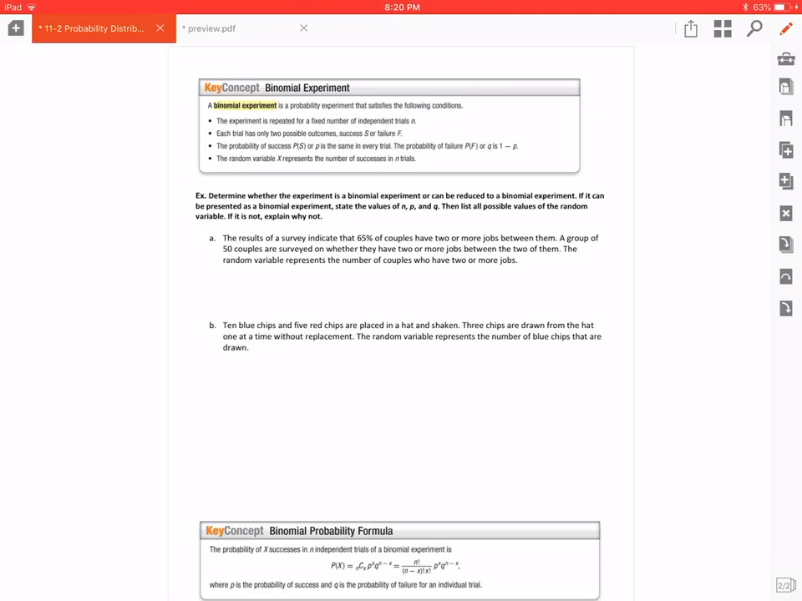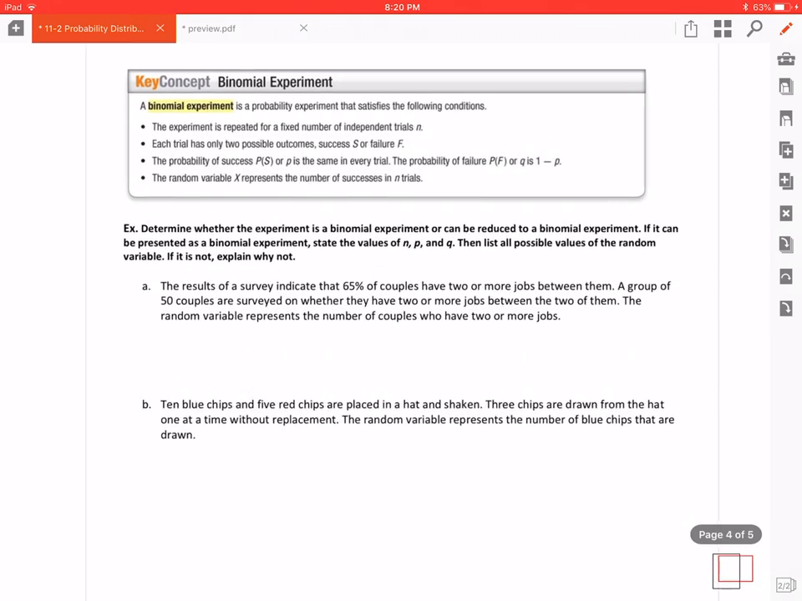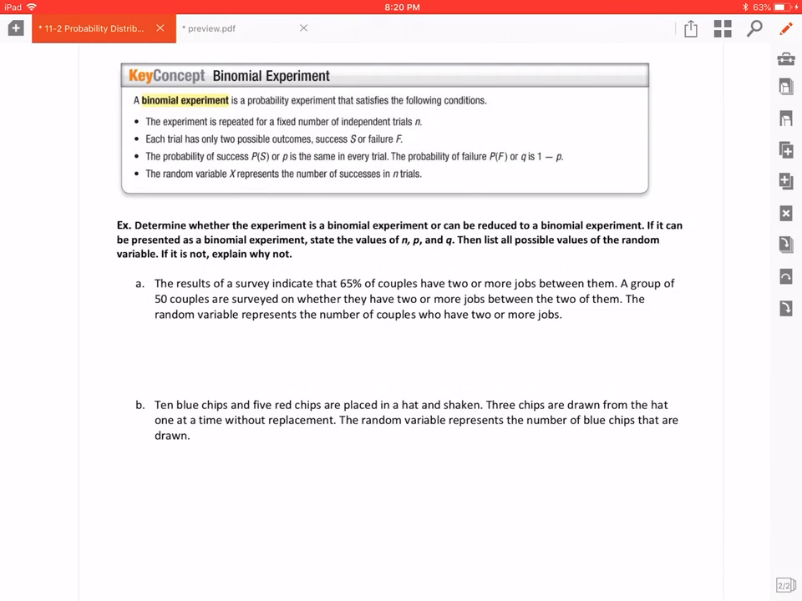All right, so what we're going to do is just pick up where we left off. We are halfway through the notes 11-2. We're on probability distribution, and this is a specific type, which is your binomial experiment. We've got our four conditions of a binomial experiment.